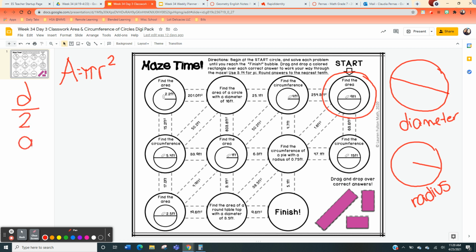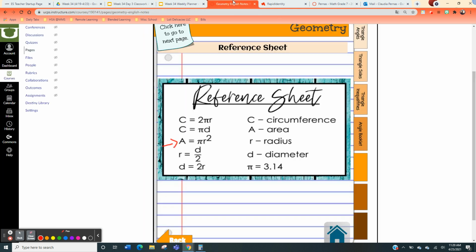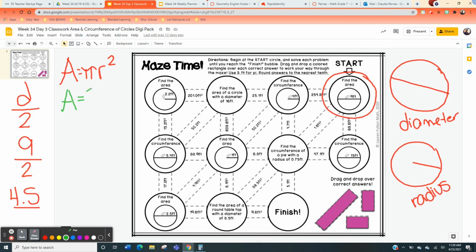So I would take 9 divided by 2, which gives me 4.5. So now I can plug that in to my formula. My question's asking me to find the area, so I don't have it, and I plug in A equals, remember pi is 3.14, so I'm going to plug in 3.14, and we said our radius was 4.5, and don't forget it's squared.